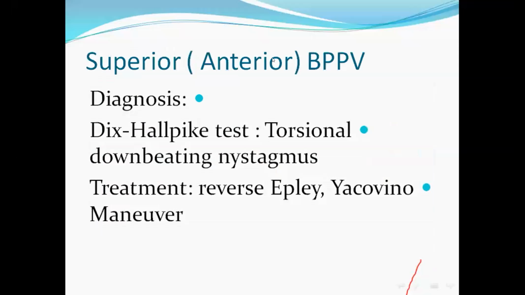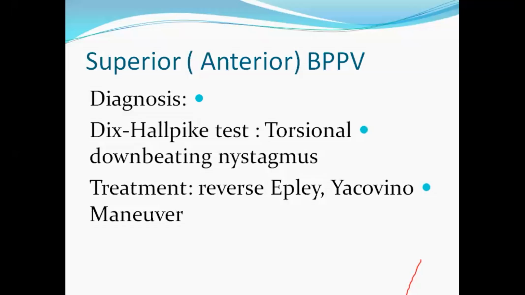Anterior canal or superior canal BPPV is a very rare form, about 1% of cases of BPPV. It's rare because for crystals to go to the anterior canal, they need to go against gravity. Usually we can't see it in usual patients. It could occur in patients who play sports or go upside down, so the crystals can go to the anterior canal. Here you diagnose it by the Dix-Hallpike maneuver, and you will see a torsional downbeating nystagmus.